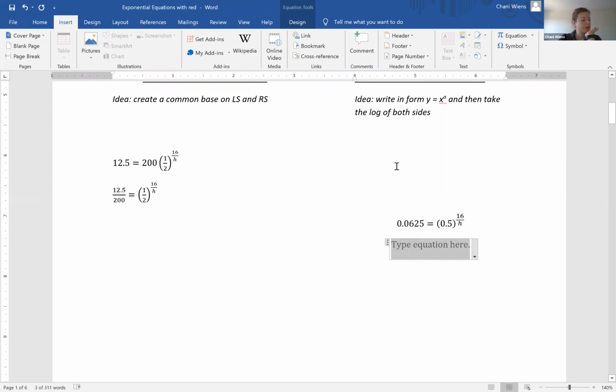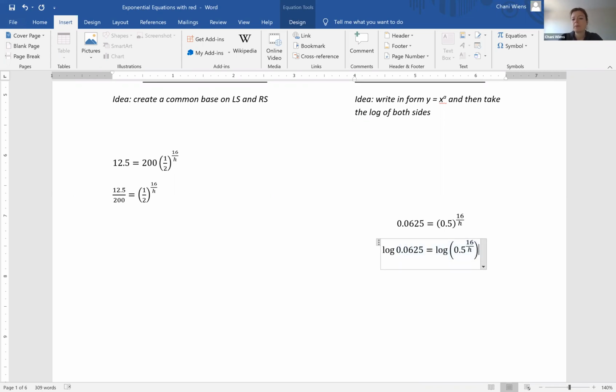So now we are going to take the log of both sides. We're going to write log of 0.0625 equals log of 0.5 to the power 16 over h.